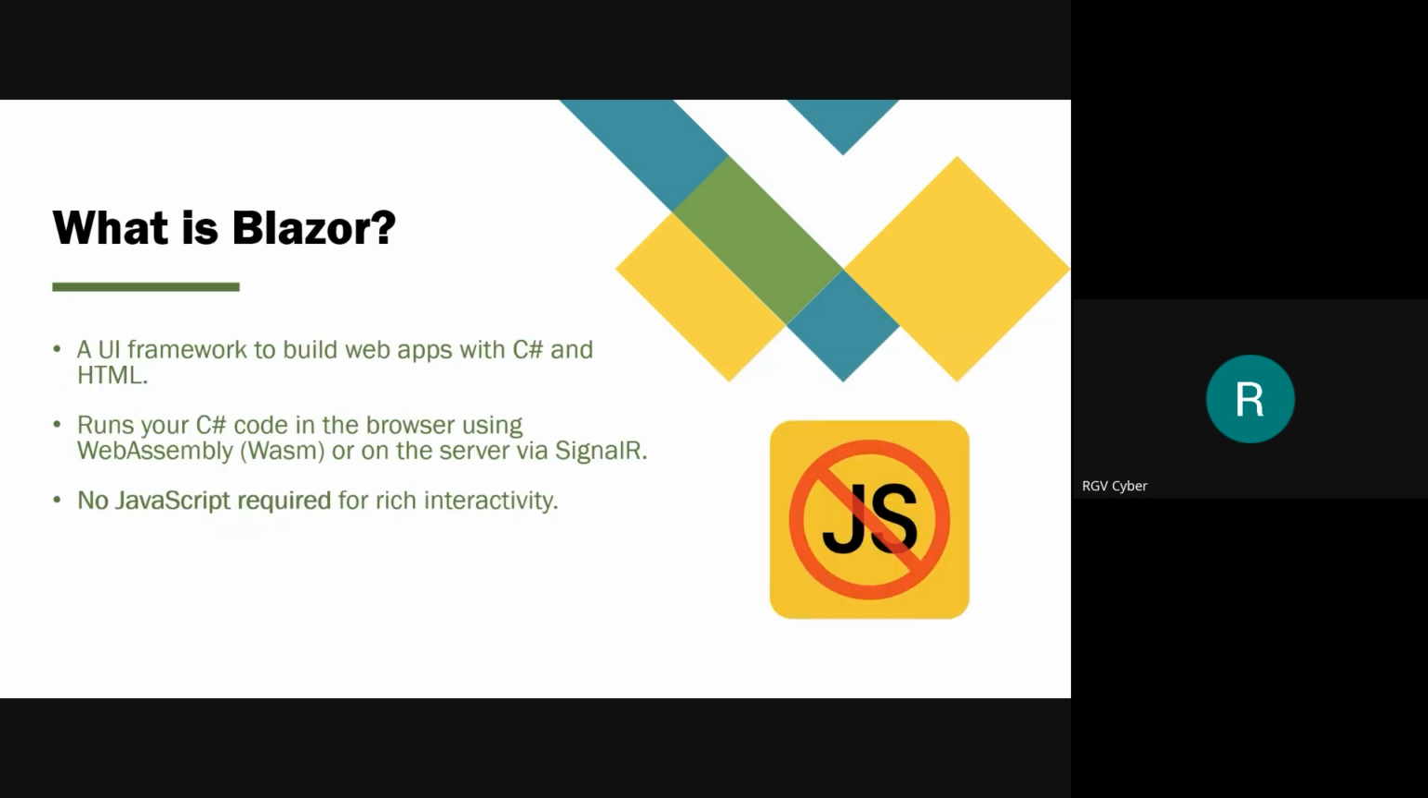So what is Blazor? Blazor is a UI framework that Microsoft created to build web apps where you can build these sites using C# and HTML. It actually runs native C# code in the browser using WebAssembly, or will stream the HTML to the browser in real time using WebSockets and the technology that they call SignalR, which is basically WebSockets, which is just real-time communication. There's absolutely no JavaScript required for this interactivity.